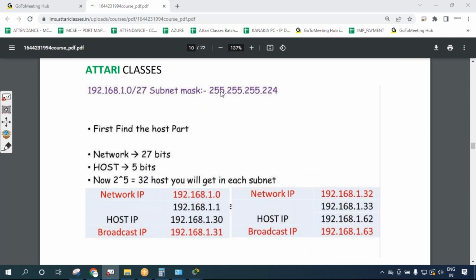/27, if you see the subnet mask, remember all subnet masks are not used. The most common subnet mask that you will find in production is /24. But when you go for an interview, you might be asked any question related to any subnet mask.